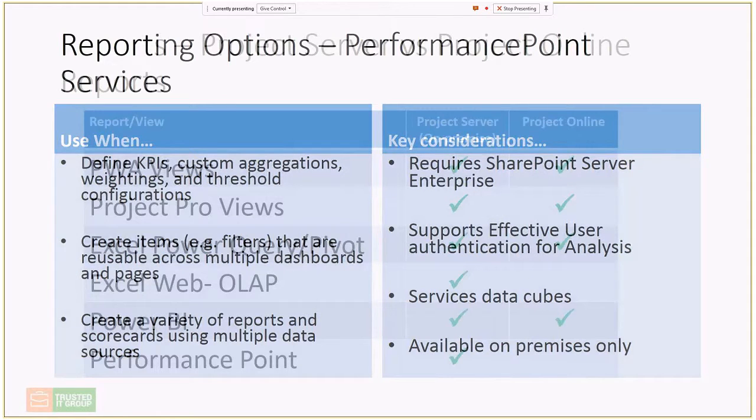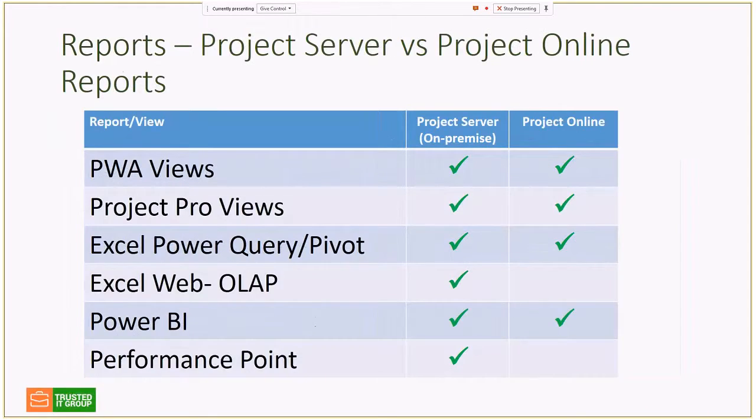So kind of putting some of these things together. Project Web App views, what's available in Project Server versus Project Online. PWA views, of course, are available in both. Project Pro views, of course, they're available in both Project Online and Project Server on-premise. Same with Excel Power Query and Power Pivot. They're available both in Project Online and Project Server on-premise.